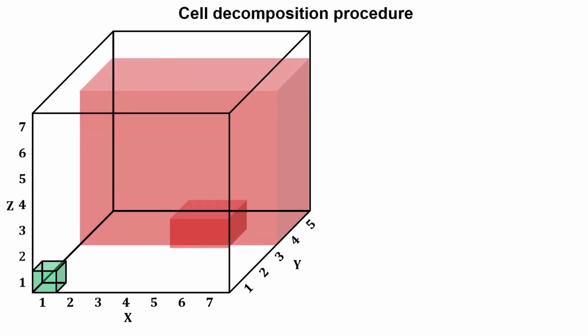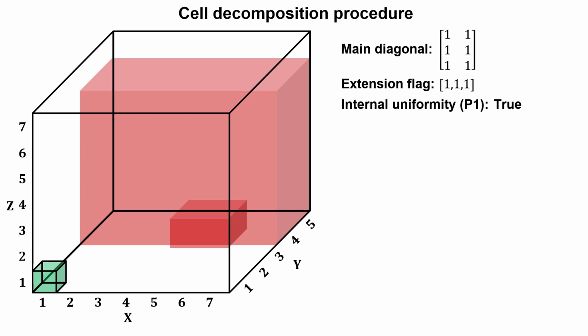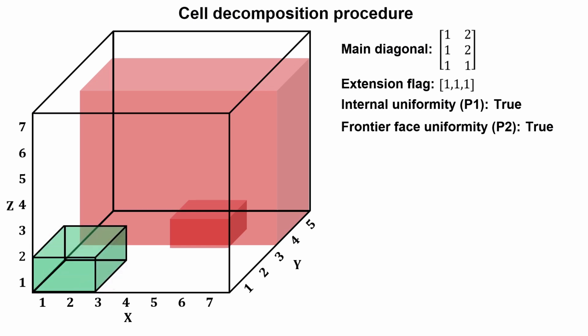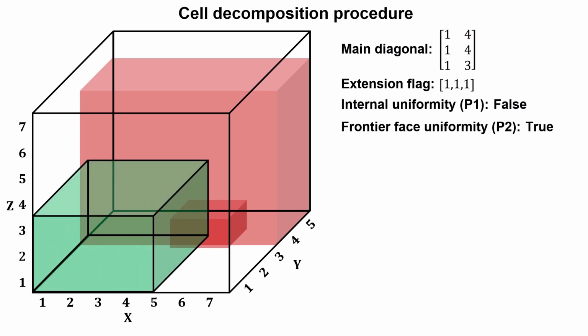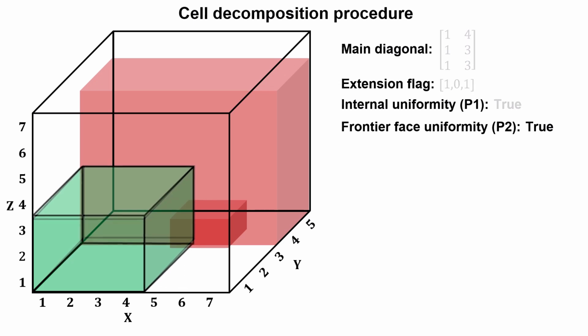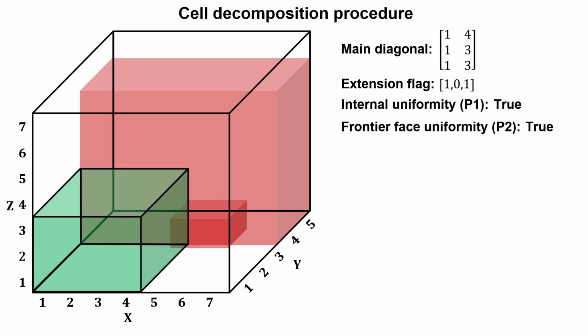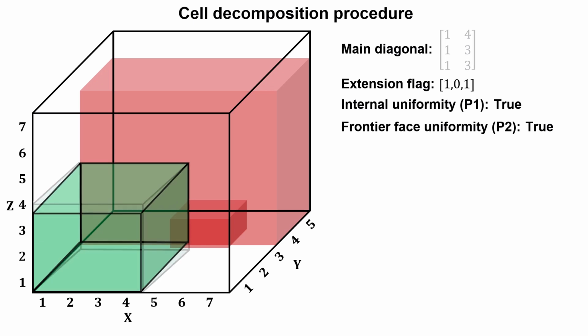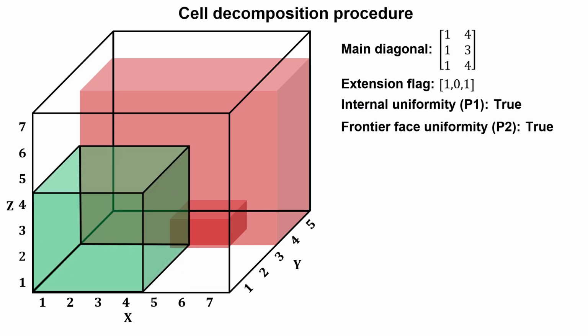The decomposition starts at voxel 111 and tracks the cell's main diagonal, extension flag, internal uniformity, and frontier face uniformity. If any extension flag element is 1, the cell expands incrementally in that direction, with internal and frontier uniformity checked after each extension. If internal uniformity no longer holds, the extension is undone, and the extension flag for that direction is set to 0 to block further extension in the current direction. The extension then continues in remaining directions.